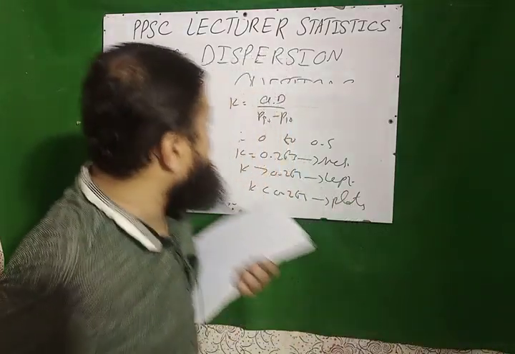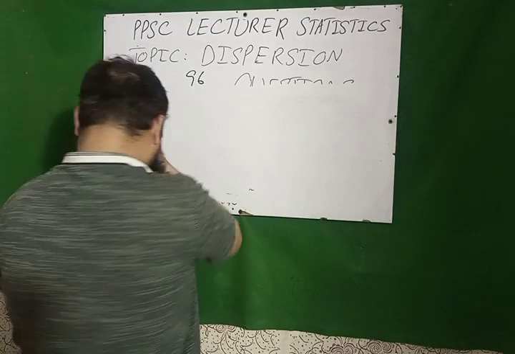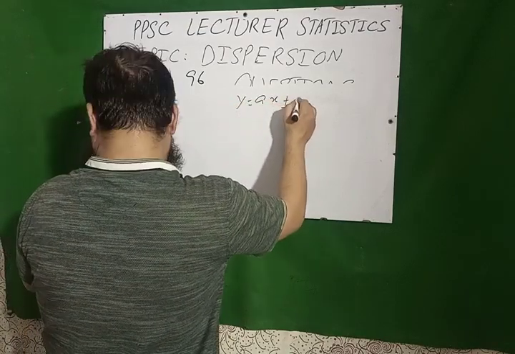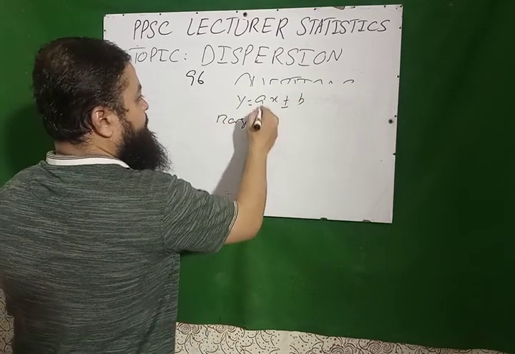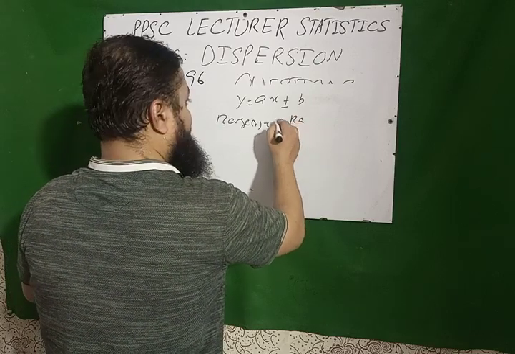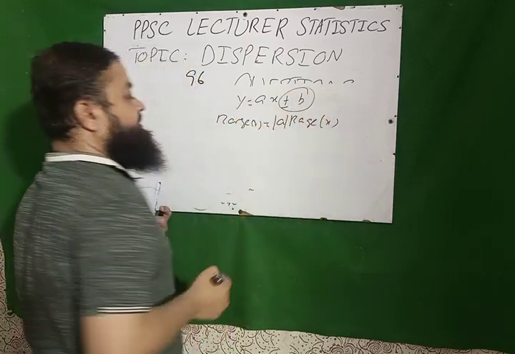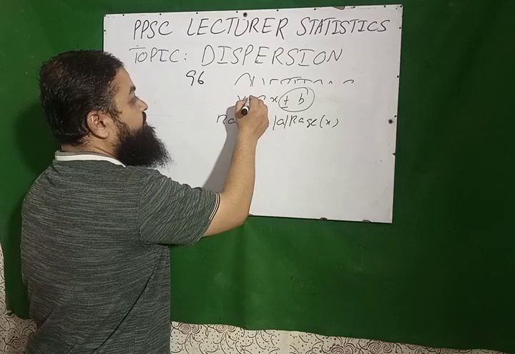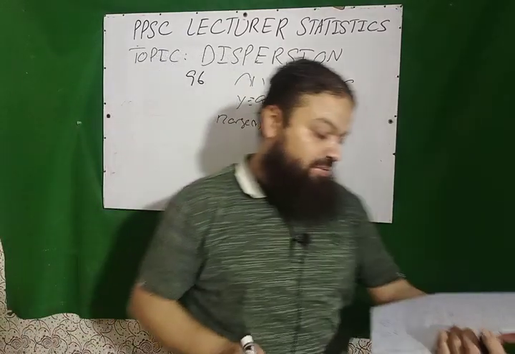If y is equal to ax plus minus b, then the range of y is modulus a times the range of x. The constant b remains as it is. We know plus minus is not affecting the measures of dispersion, but if a is minus 1, then the modulus will take it as plus a.